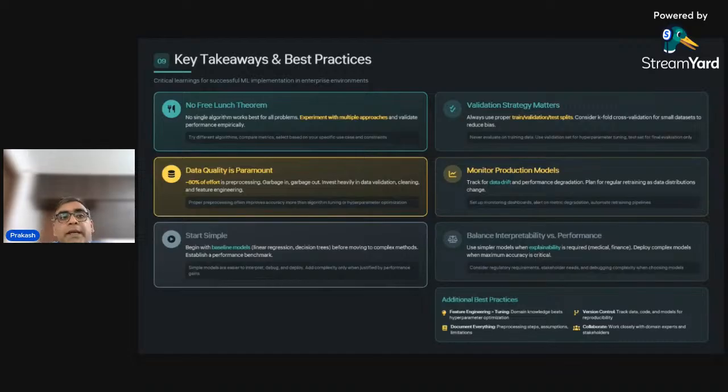Okay, so what are the key takeaways from today's session? First, the no free lunch theorem. What it says is that one experiment or one algorithm doesn't work for all. It's like there is no silver bullet. You can also say that every scenario is unique and different. Of course, you can find a pattern, but it's not that one algorithm will work for all scenarios.